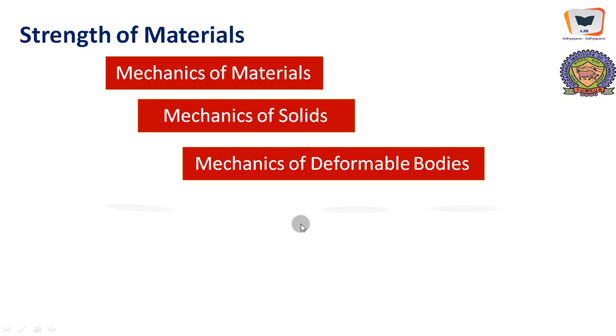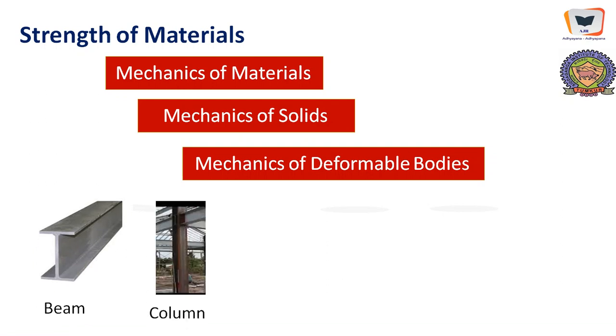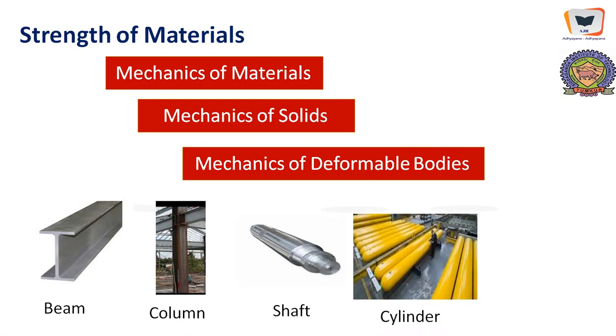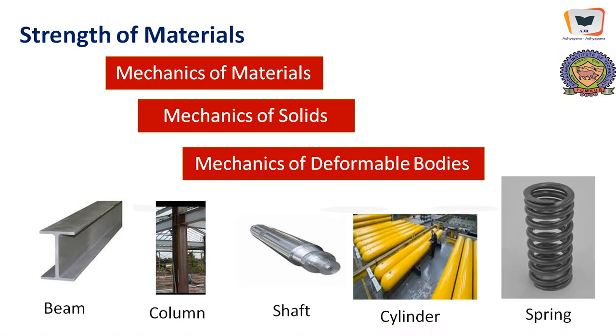Whatever the name be, the theory of mechanics of materials or strength of materials basically deals with the capability of structures like beams, columns, shafts, cylinders and springs, etc., to carry the loads, and their rigidity, their robustness and their stability. The structures need to be designed to resist the actual or probable loads.